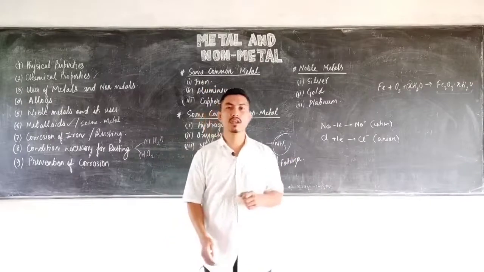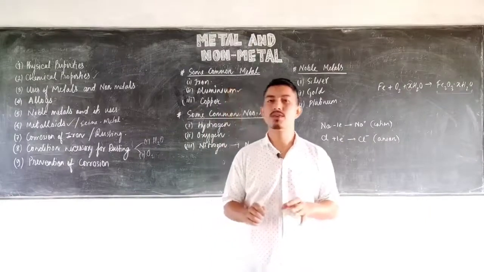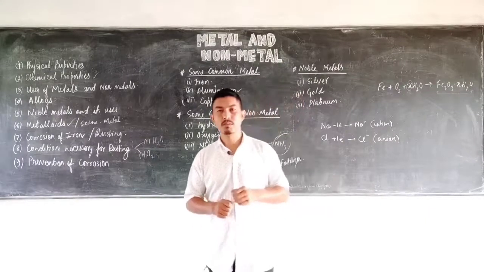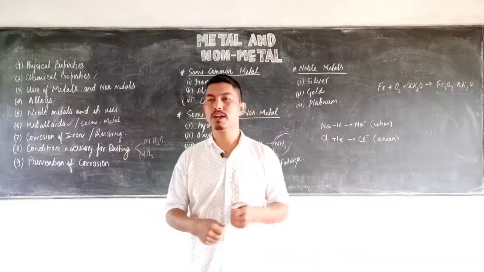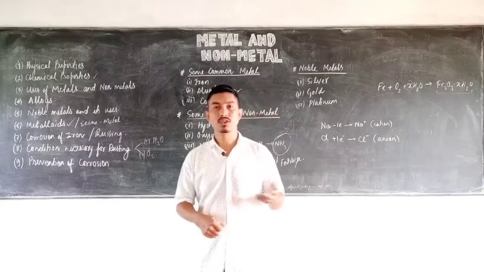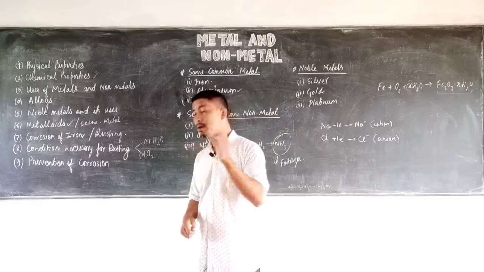You must have usually seen the windows, the grills in the windows, or whichever things are made out of iron, they are usually painted. Because by painting, we prevent the iron from getting exposed to the atmospheric water and oxygen. So in that way we can prevent rusting. So the first one is by painting.